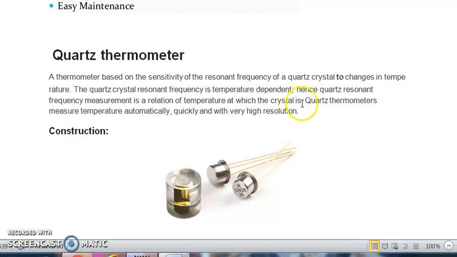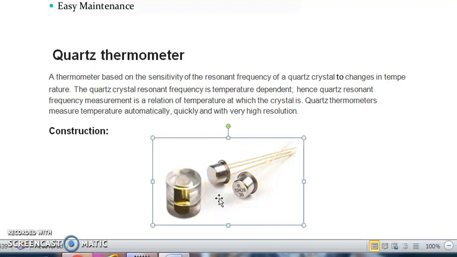Okay, I will correct this sentence. Quartz thermometer measures temperature automatically, quickly, and with very high resolution. This is a very minor structure. In your mobile phone, in laptops, in computers, this quartz crystal is available inside the motherboard. Okay. Now, this is the construction view, and it looks just like a transistor, very small in size and shape.